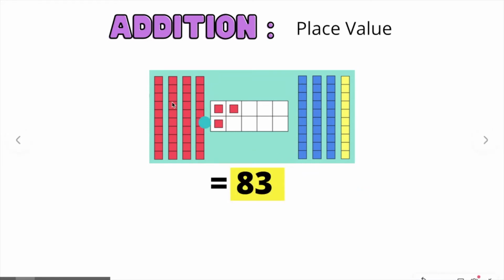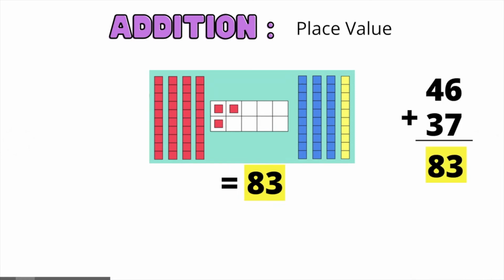We have how many 10s? 10, 20, 30, 40, 50, 60, 70, 80. How many 1s? 1, 2, 3. Our answer still is 83. And you can always go ahead and check your work the standard form way just to make sure.